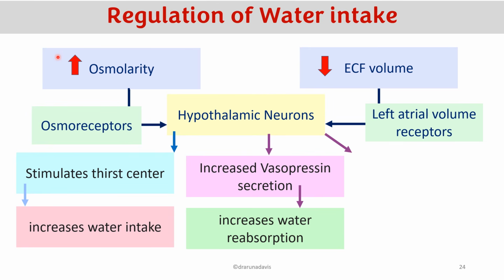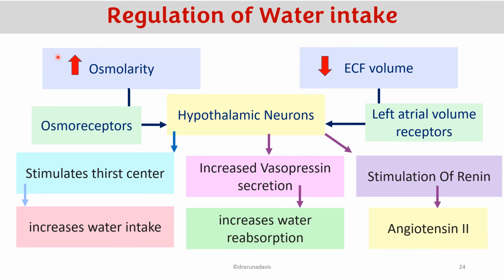Another important effect of this is it will stimulate the secretion of renin. Renin is a hormone that is produced by the juxtaglomerular cells of the JGA apparatus. So when renin is stimulated, what happens? The RAAS network will be stimulated, right? Renin, angiotensin, aldosterone system, which causes release of angiotensin 2. Okay, which again is a potent vasoconstrictor and will stimulate aldosterone and increase water reabsorption. So these are the two important mechanisms that are involved in regulation of water intake.